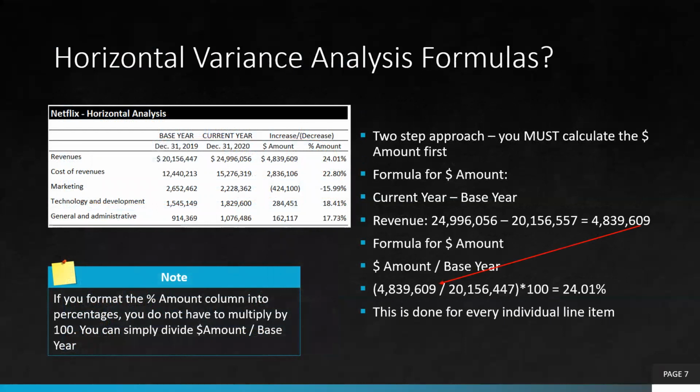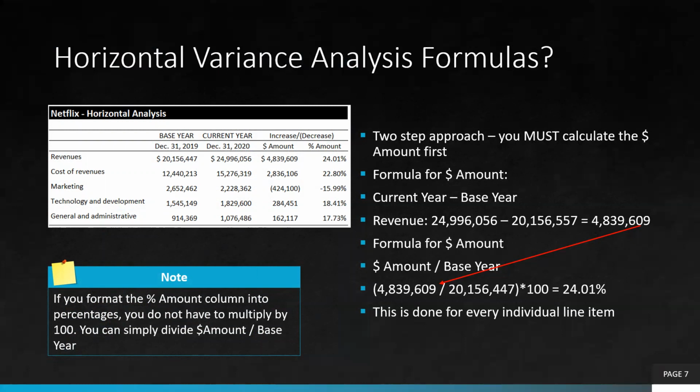So how do you conduct a horizontal variance analysis? It's a two-step approach, and you have to calculate the dollar amount first, just like we did with a budget variance, in order to come to the percentage amount. So the formula for the dollar amount is the current year, which is the most current year of data that you would have, minus the base year.